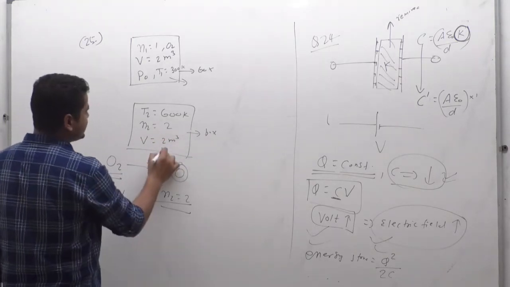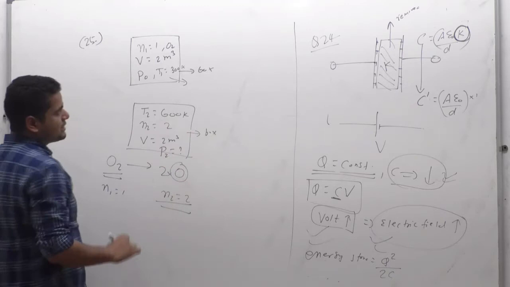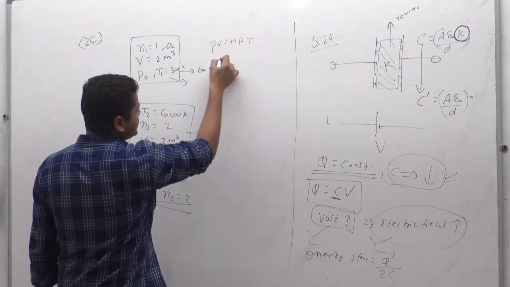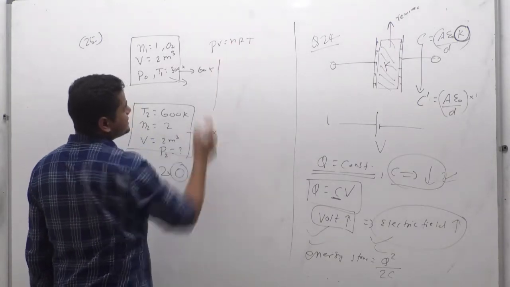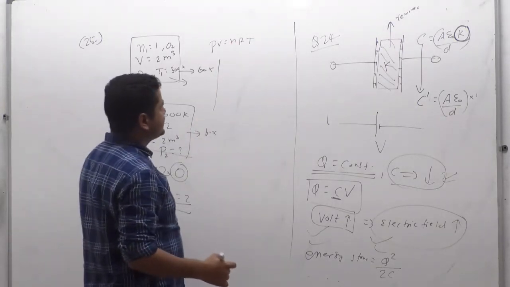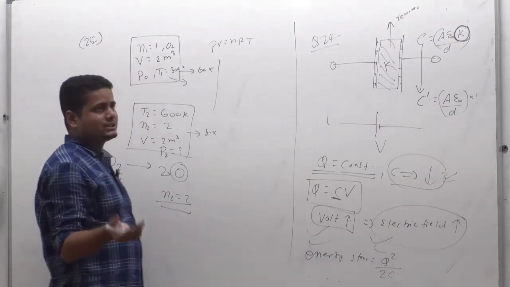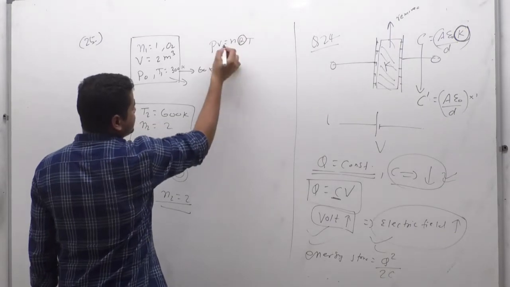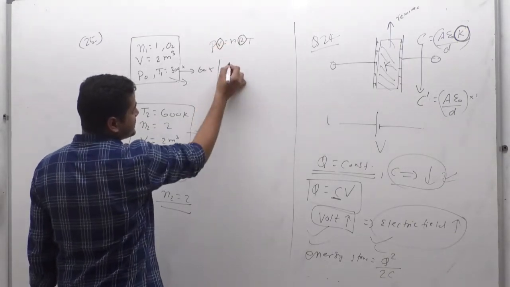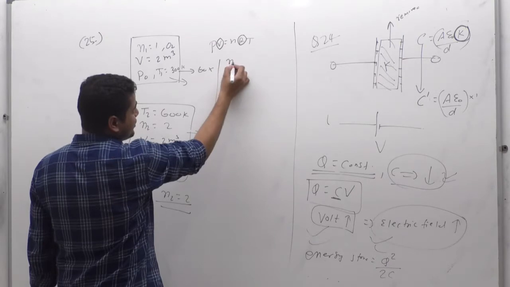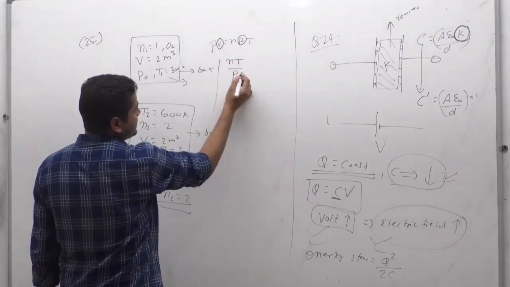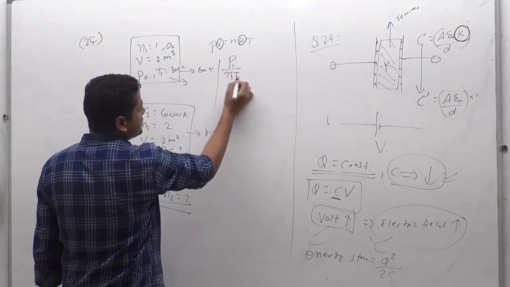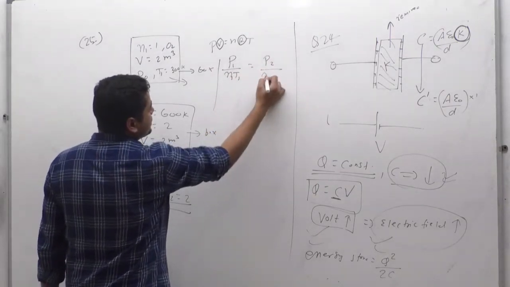So they have asked to find the pressure P2. What we can do is apply the ideal gas equation, PV equal to nRT. Since the volume is not changing, which process is this? Isochoric process. So you can say R is constant, and this is also constant. Pressure is constant. So you can say the number of moles into temperature upon P, or simply pressure upon N into T, P1 N1 T1 equal to P2 N2 T2.